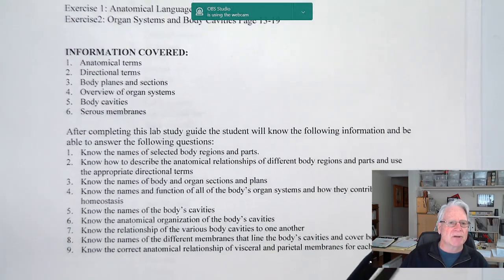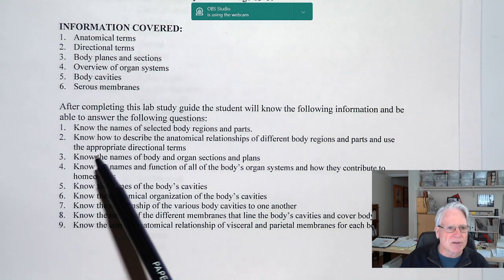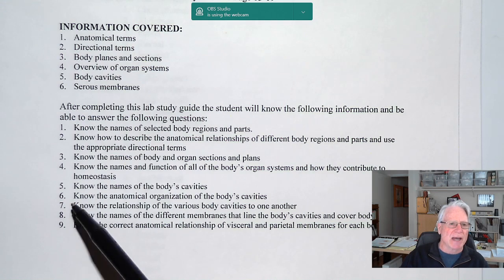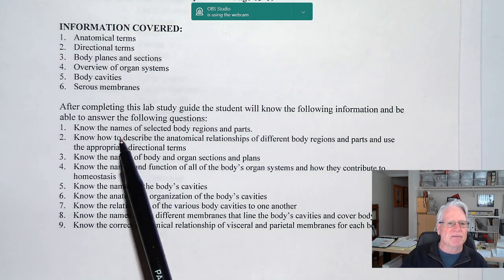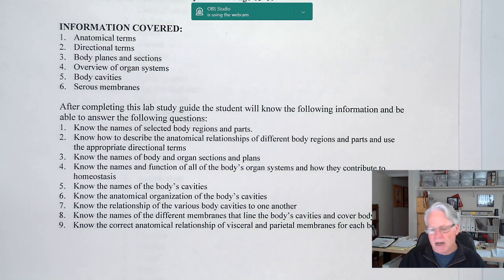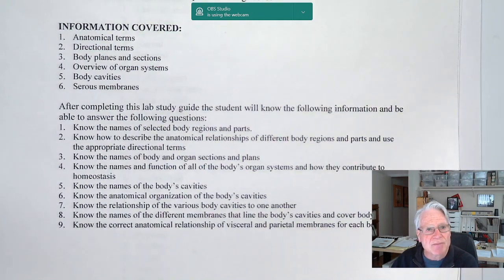As you look further down the lab study guide, you'll notice that there is a list of things that you should know once we've completed this lab. So you'll know all of this information, and you can look at this list yourself. You have this or should have this as we're going through this, and you're looking over and following my presentation. So all of these things are what we're going to cover today.